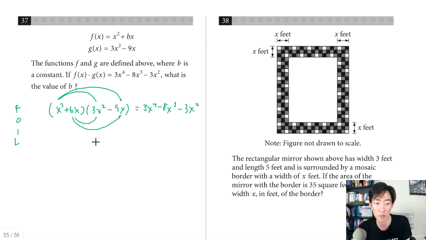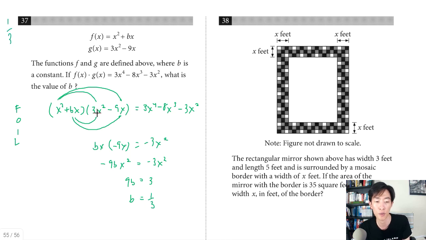If we calculate bx times negative 9x, that is the only combination that's going to give us negative 3x squared, and these things don't mix. So if we calculate this by itself, we'll be able to figure out b. So bx times negative 9x is negative 9bx squared equals negative 3x squared. Divide both sides by negative 1 and divide by x squared. We get 9b equals 3. b equals 1/3, and that's our answer.